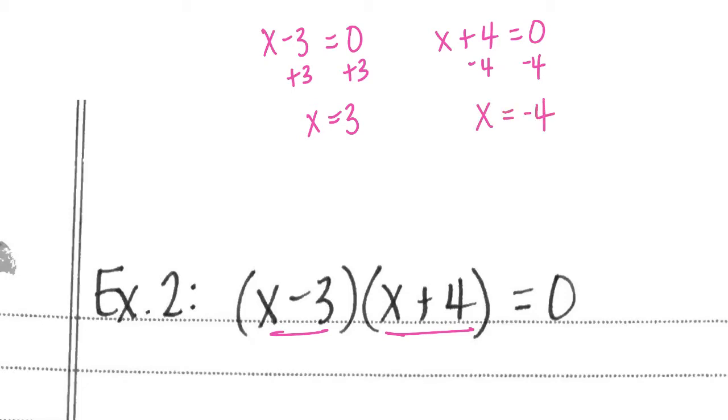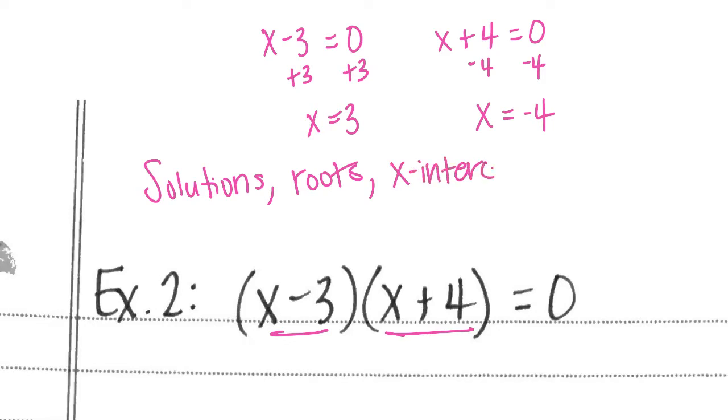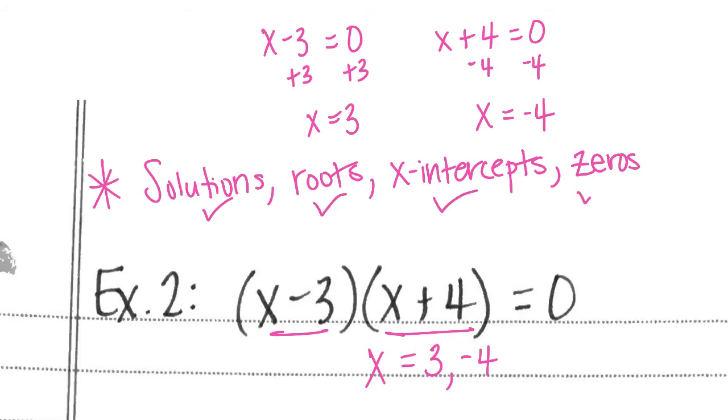So my two solutions, now let me write these down because sometimes they call these solutions. Sometimes they call these roots. That's a new word for us. Sometimes we refer to these as x-intercepts because if I was to put this into a graph, this is where it would touch the x-axis. And sometimes they call these zeros. Four different names for one thing. But I'm just going to write x equals 3, x equals negative 4, and I'm going to start looking for these four words that we just talked about.